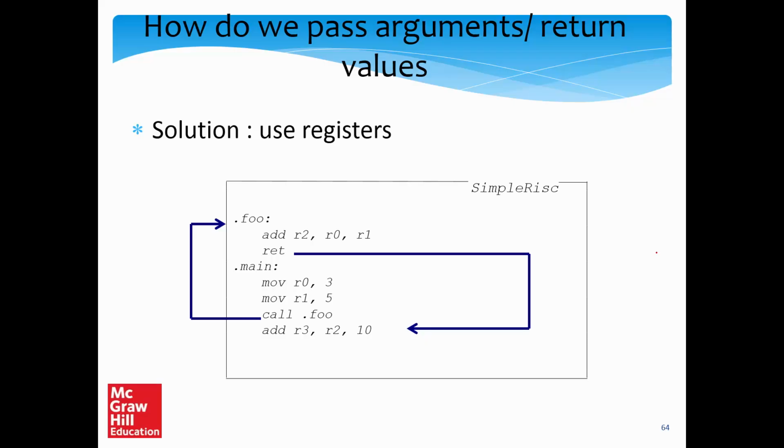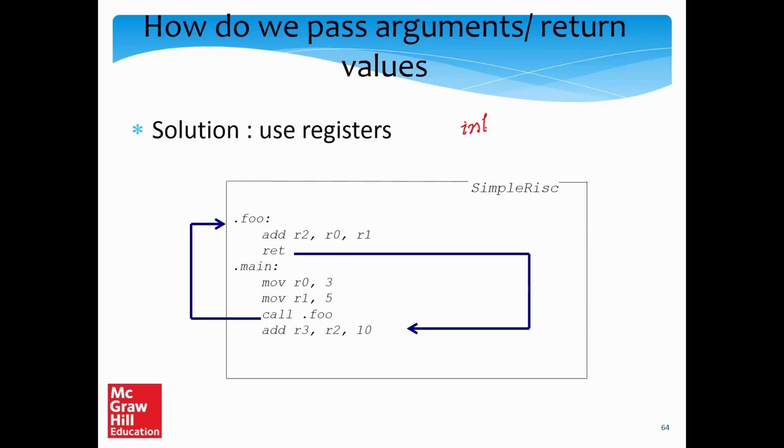So now that we know how a basic function call works, let's look at a very simple example and see how exactly we pass arguments and return values to and from a function. So what we want to do is write a simple function that takes two arguments.